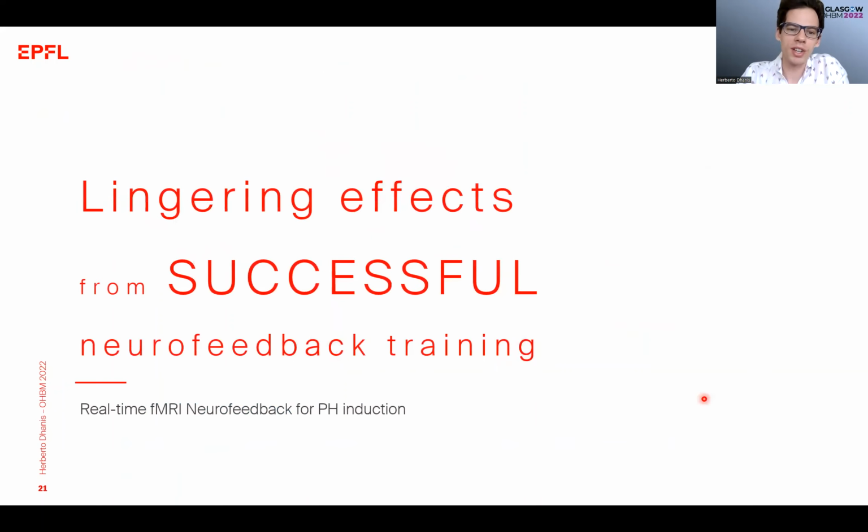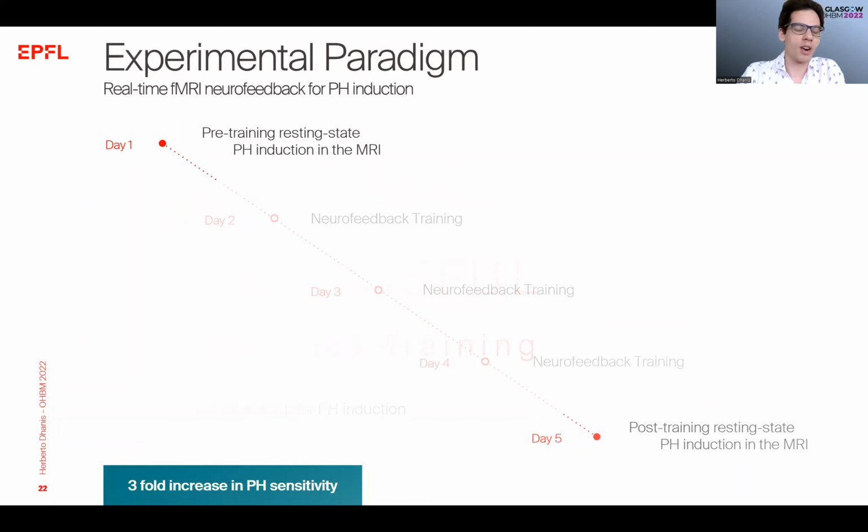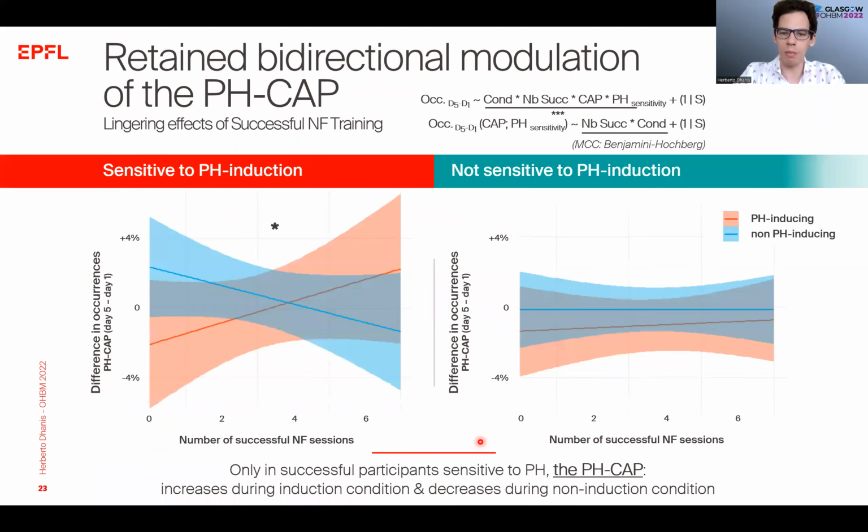Now, a very interesting question is, do we have lingering effects after this successful neurofeedback training? And I can already tell you that yes, we do. We had day 5 and day 1 to assess precisely this. And on day 5, we had a 3-fold increase in presence hallucination sensitivity. How this translated in terms of neurocorrelates is even more interesting. Because here we look at differential occurrences, in this specific case on the presence hallucination CAP, between day 5 and day 1. And we see that the more successful you were, the more you activated the presence hallucination CAP in the pH-inducing condition, and the less you did it in the non-pH-inducing condition.